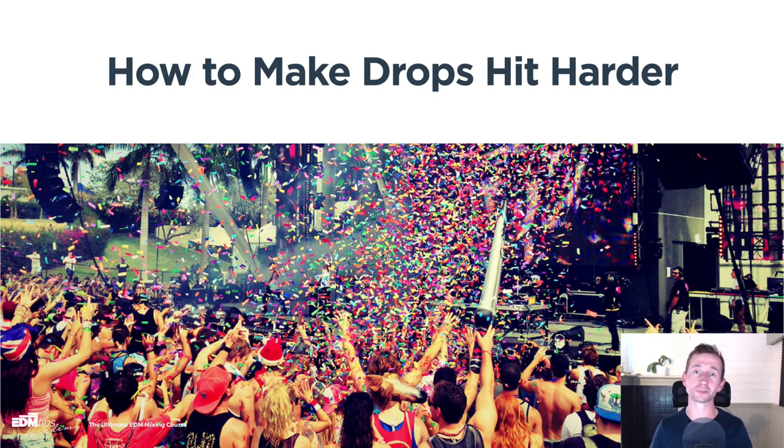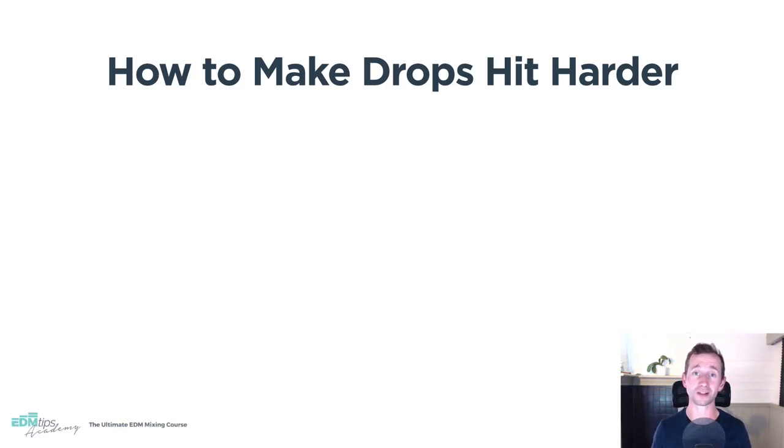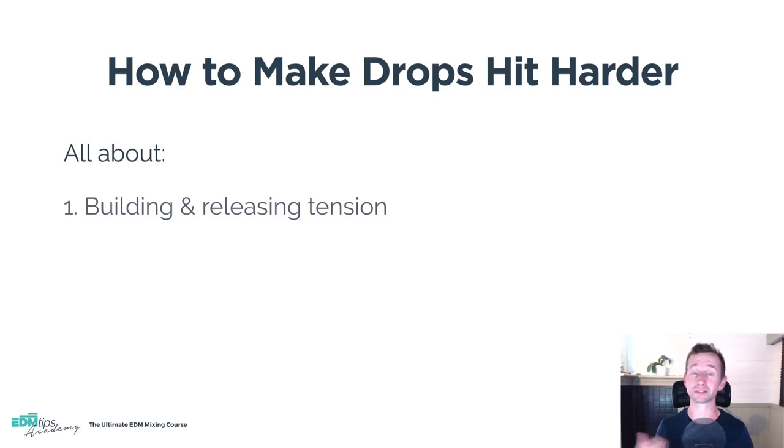So a drop is always preceded by a build up, and how that build up sets that drop up is largely responsible for how big that drop's going to sound. So having a hard hitting drop is down to two things really. One is building tension in the build up and then releasing it on the drop. And the second is contrast.